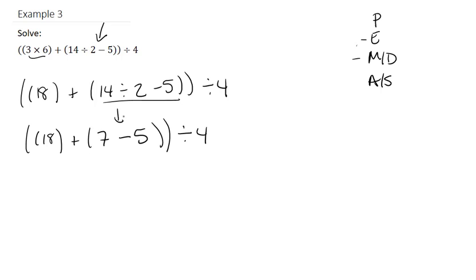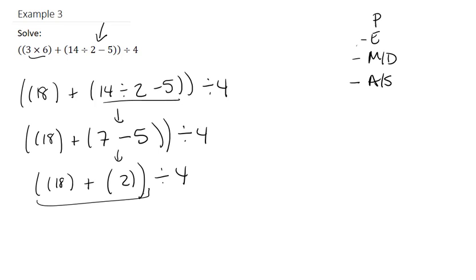Now we need to deal with this parentheses, continue on, and we need to just subtract this 7 minus 5, which is 2. So we can go ahead and rewrite this. Now we've dealt with everything inside this parentheses as it's simplified. You can't do any more operations, and so we need to deal with this larger parentheses now.